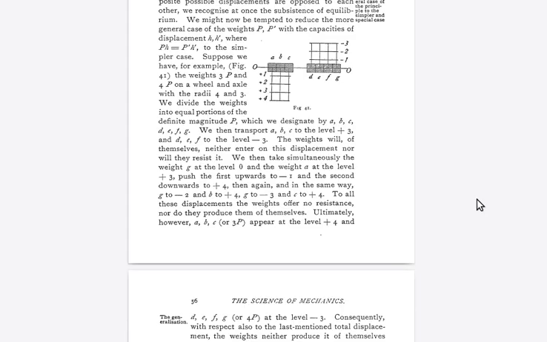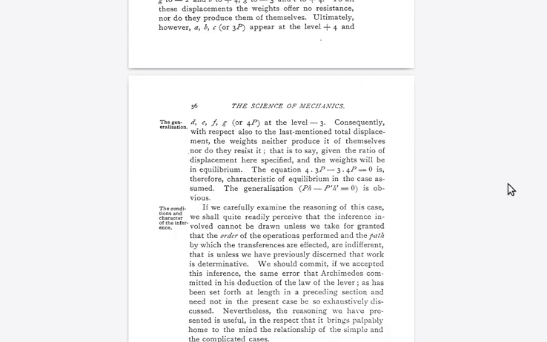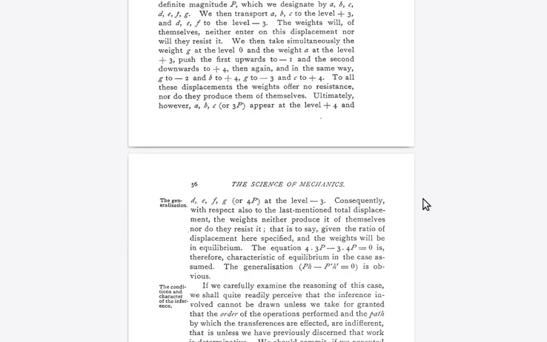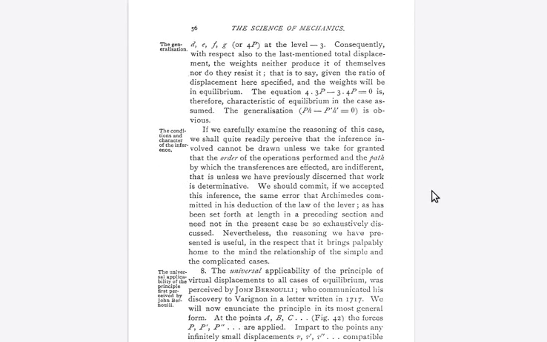Ultimately, then, A, B, C, or 3P appear at the level +4, and D, E, F, G, or 4P at the level -3. Consequently, with respect also to the last mentioned total displacement, the weights neither produce it of themselves, nor do they resist it. That is to say, given the ratio of displacement here specified, the weights will be in equilibrium. The equation 4 times 3P minus 3 times 4P equals 0 is, therefore, characteristic of equilibrium in the case assumed. The generalization PH minus P'H' equals 0 is obvious.